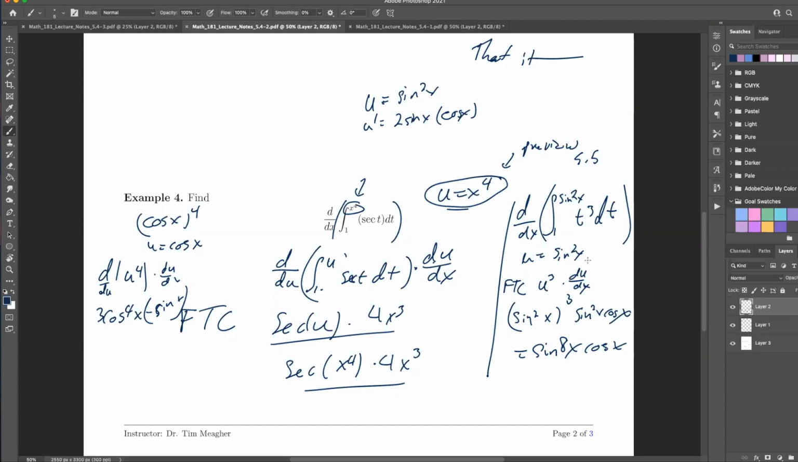So whatever it is here, you just declare that to be u. You do this, figure out what the derivative of that is, multiply it across, and then simplify. That's how you do all these problems.